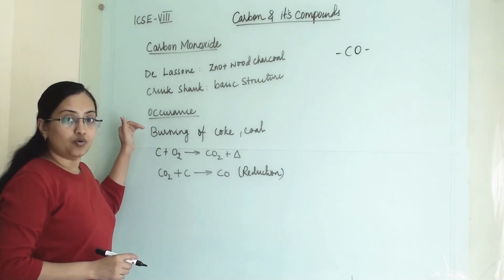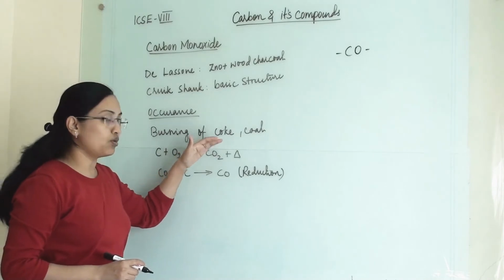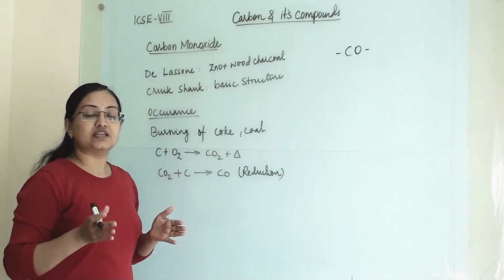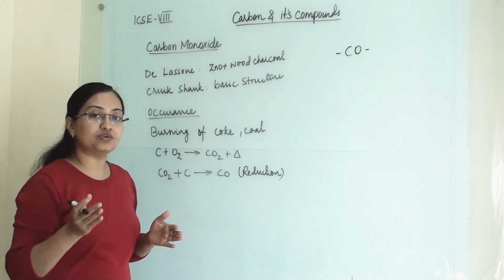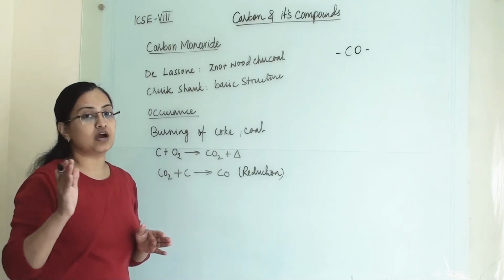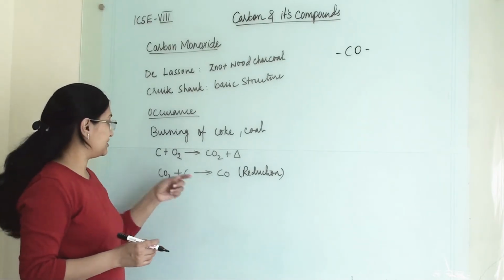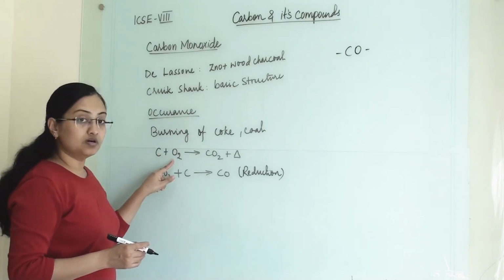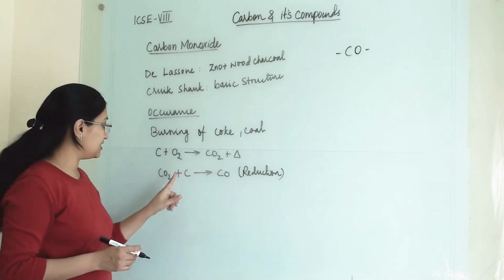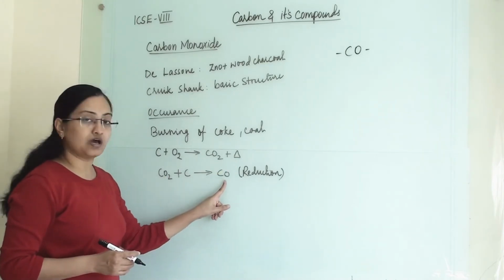Now, the occurrence of carbon monoxide: whenever we burn coke, coal or any petroleum product, carbon dioxide gas is generated, but along with it, some of the carbon dioxide will get reduced to carbon monoxide, and this is how carbon monoxide is generated. So when carbon burns with oxygen, we get carbon dioxide and heat is generated. This carbon dioxide will further reduce to carbon monoxide.